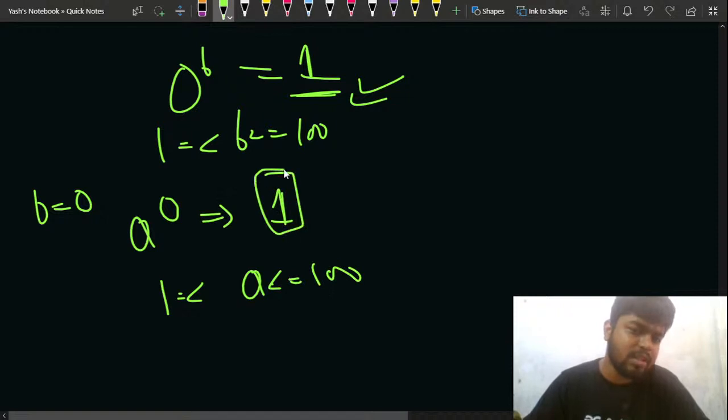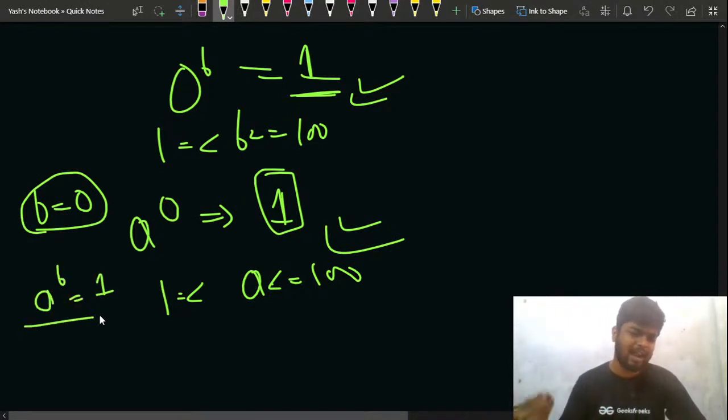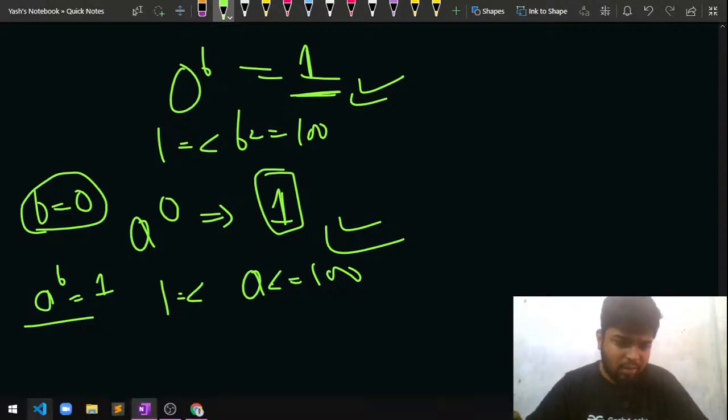Does everyone agree to this part? Anything to the power 0 will give me 1 only, right? So if the b part is 0, then a to the power b will become 1, irrespective of whatever a is. Everyone will agree to this as well.